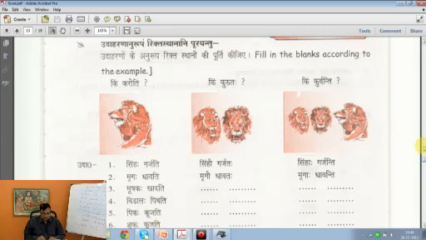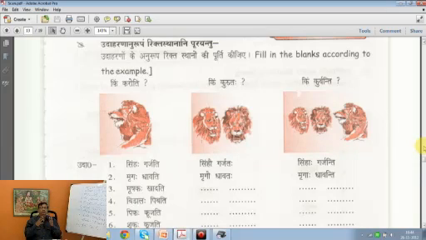Then look at the examples and fill in the blanks accordingly. So here you are learning the usage of the verb and its three numbers: Ekavachana, Dvivachana and Bahuvachana. Two examples are already given, with readily available answers. Simhaha garjati, Simhau garjataha, Simhaha garjanti.